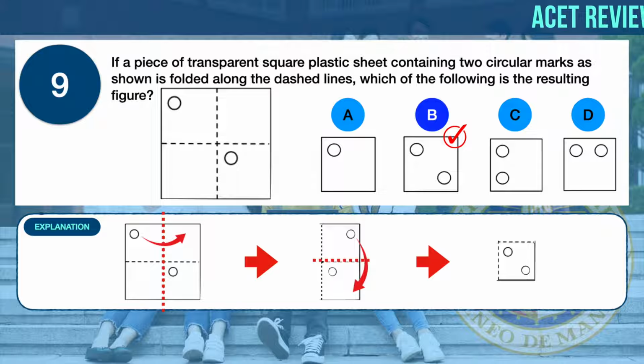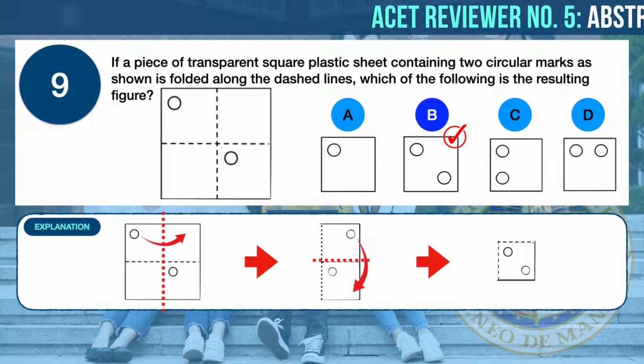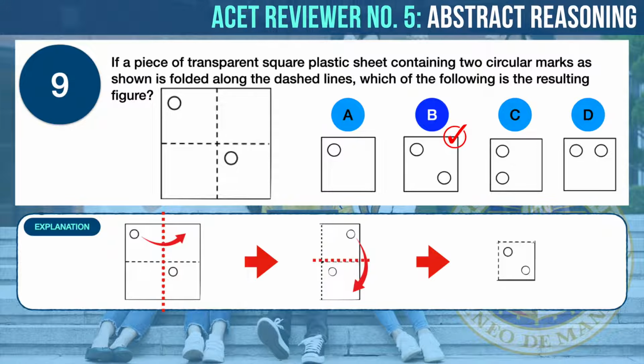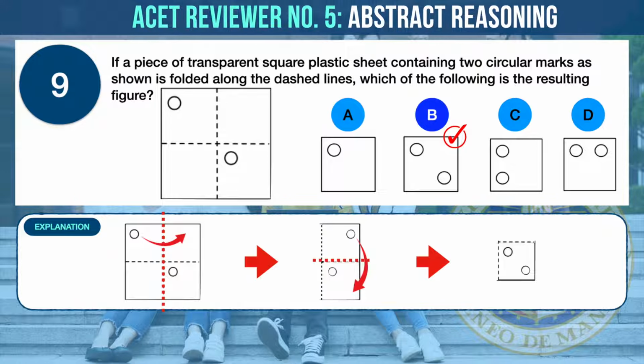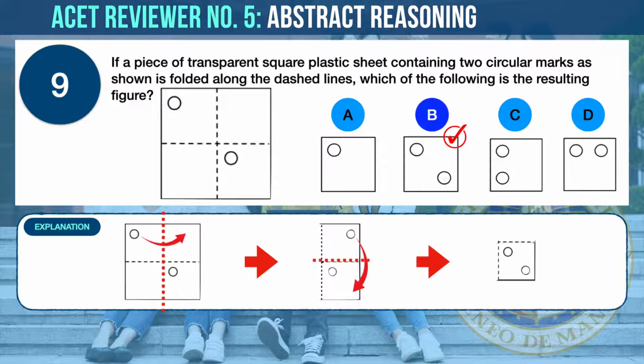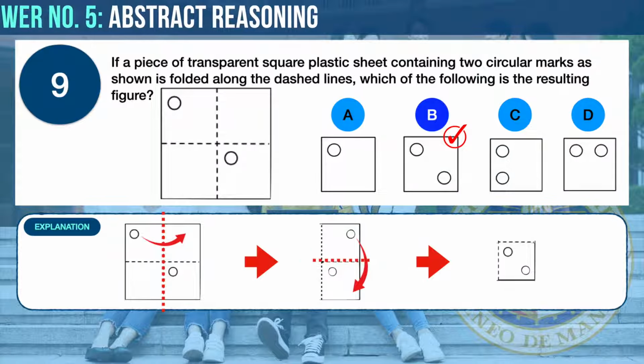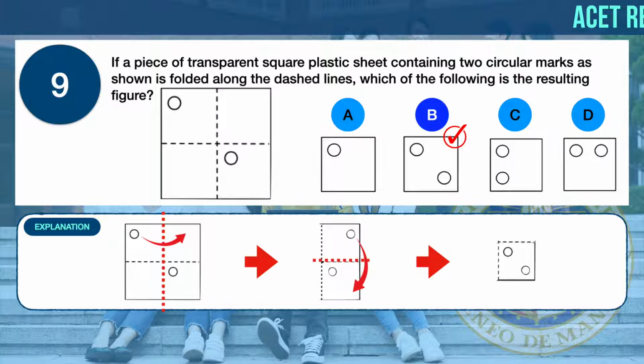Take note, however, that in some tests, this question appears exactly the same except that the material used is paper instead of transparent plastic. Although the same correct answer is given, it can be argued in such a case that if the material is paper, and since paper is opaque, one or both holes may not be visible when folded, depending on the direction of the folds.